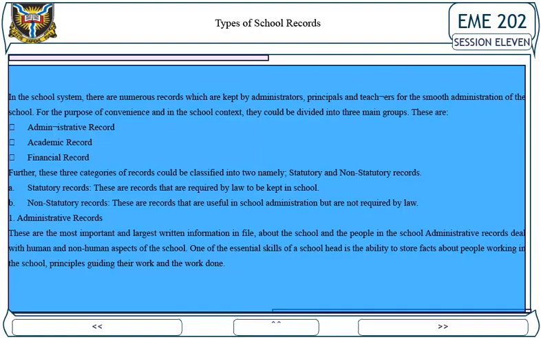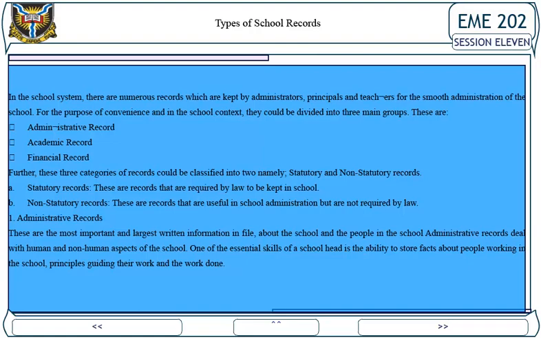Further, these three categories of records could be classified into two, namely statutory and non-statutory records. A. Statutory records. These are records that are required by law to be kept in school. B. Non-statutory records. These are records that are useful in school administration but are not required by law.